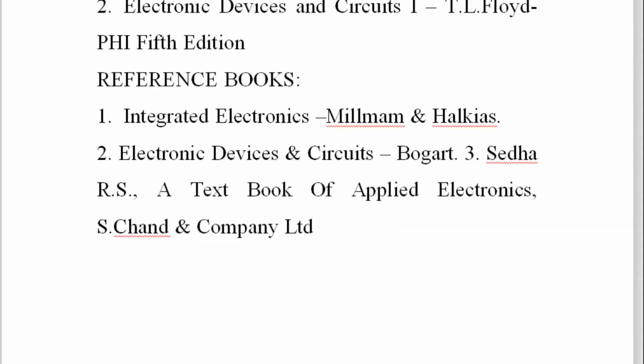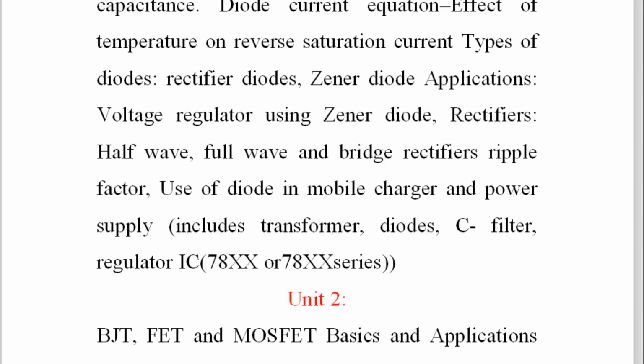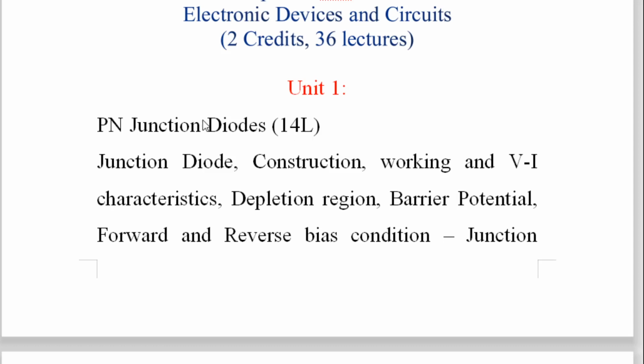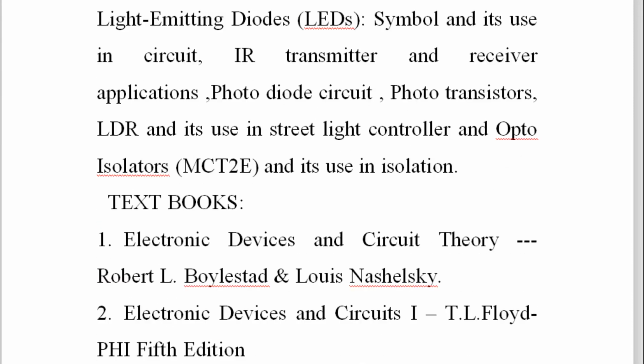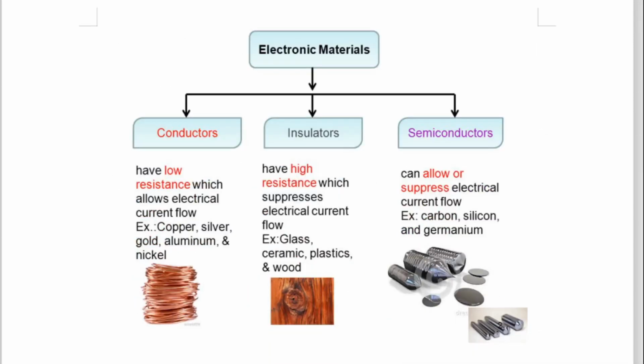Now let us start our first chapter, the first unit, which is the PN junction diode. But before starting the PN junction diode, in today's lecture I am going to revise all your basics about electronic science, that is, the physics. In 12th standard physics you have studied semiconductors, and from semiconductors the branch of electronic science starts. Electronic materials are basically divided into 3 categories, namely conductor, insulator and semiconductor.